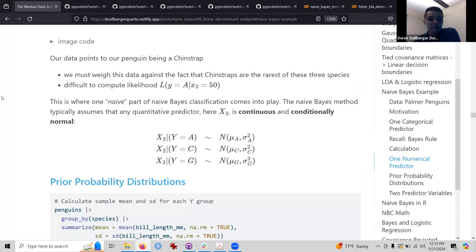Going through the calculations, and before I forget, if anybody is curious about the R code, I tried to include it as often as I could.